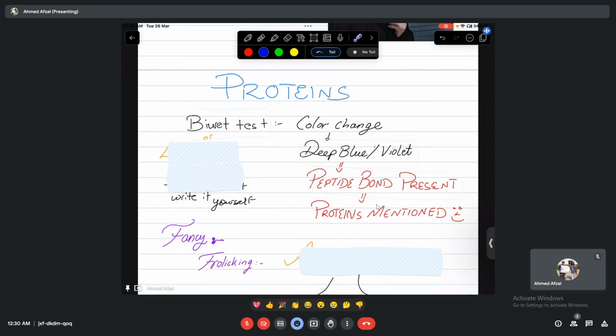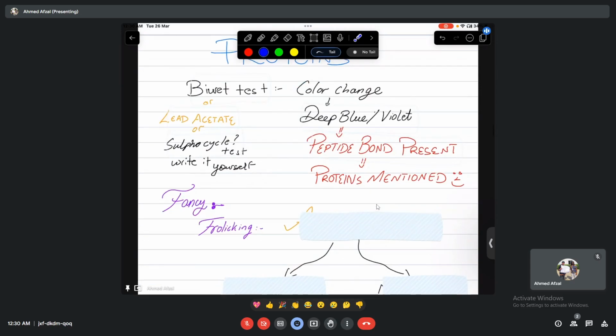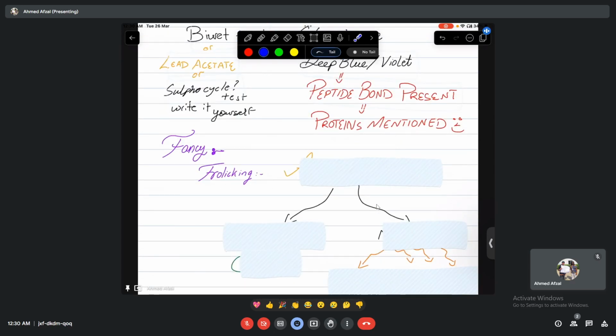Also, you could use these tests. So you could use the lead acetate test or the sulfo something test, right? You could use that. All right, let's go on to the other level. Let's get a bit fancy here. By fancy I mean really boiling it down to the individual amino acid, you would start off with the acetic acid test, right?